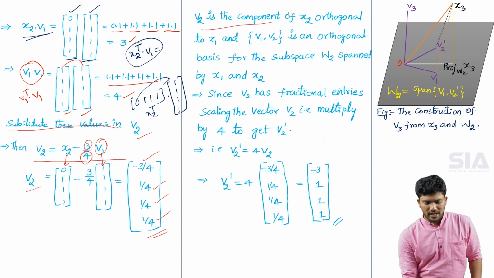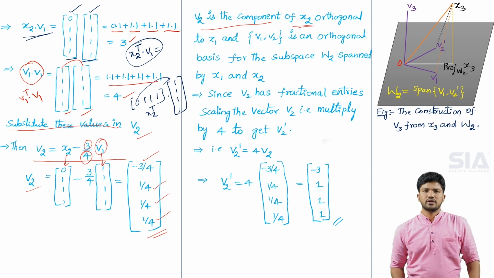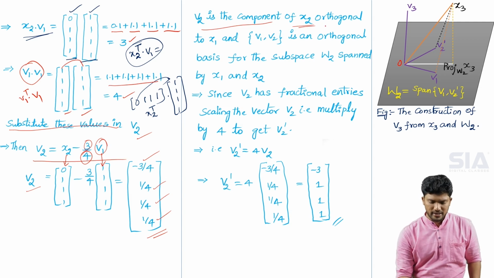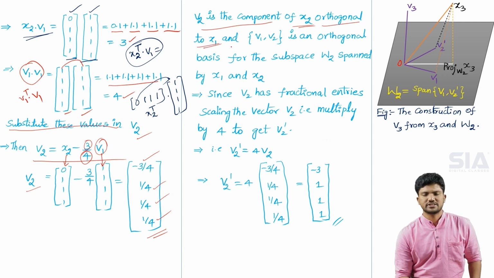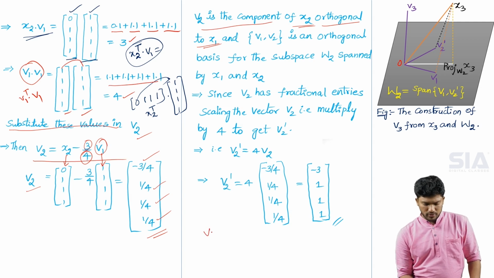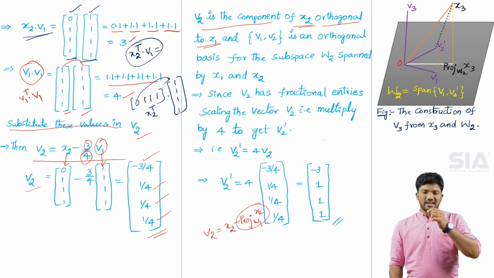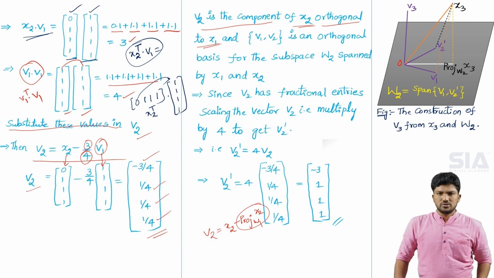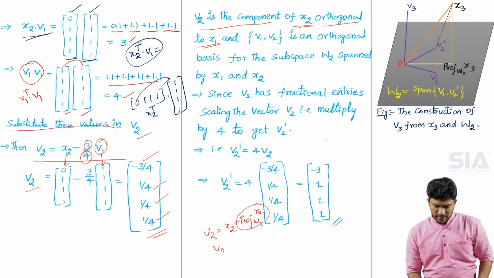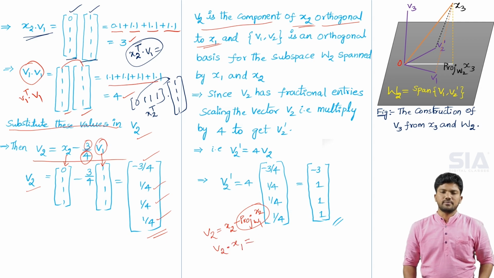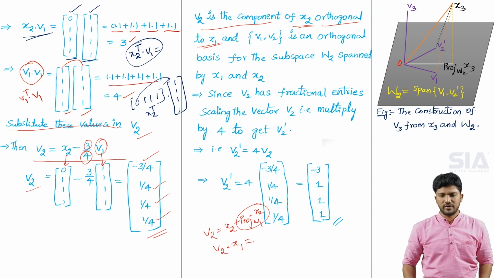Here V2 is the component of x2, and that V2 is orthogonal to x1. Component of x2 means what we wrote: x2 minus the projection of x2 on W1. So V2 is the component of x2, and that vector V2 is orthogonal to the vector x1.